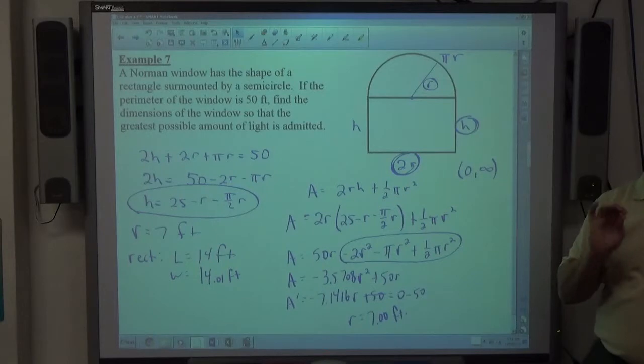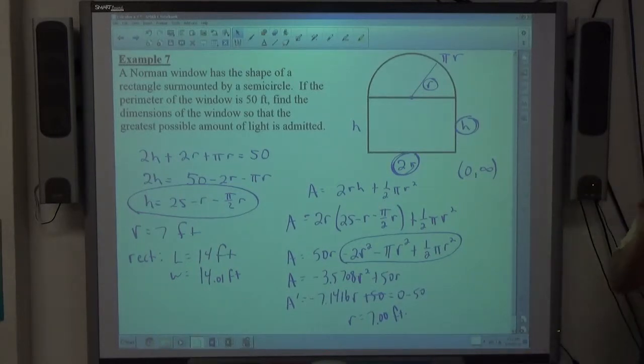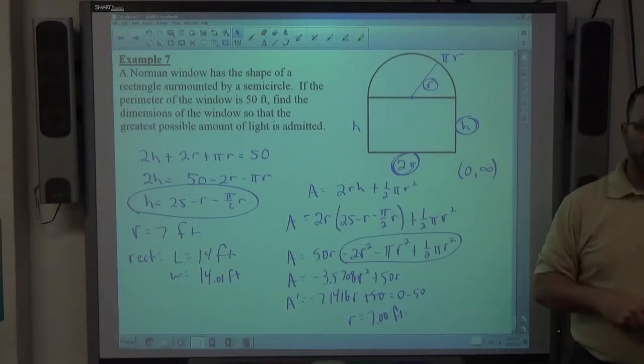And actually, the optimal one is a square. Again, we rounded, so that's why it's not perfectly a square. But the optimal normal window has a square at the bottom and then the semicircle on top. And if you ever look at a normal window, most of them are shaped that way. So you're going to have a square with a semicircle attached to it.